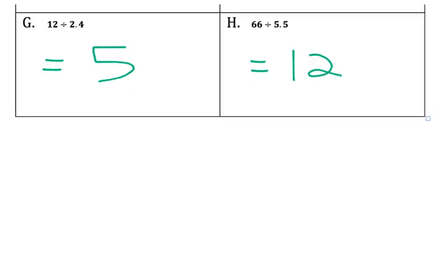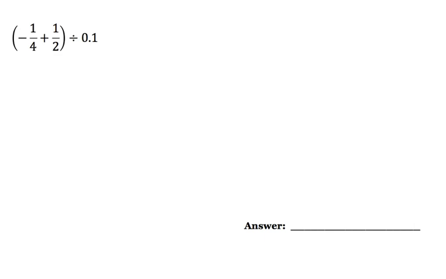And again, keep trying these on your own. For G, you should get an answer of 5. And for H, you should get an answer of 12. Alright, these last two are state test level, so let's kind of go over it together.